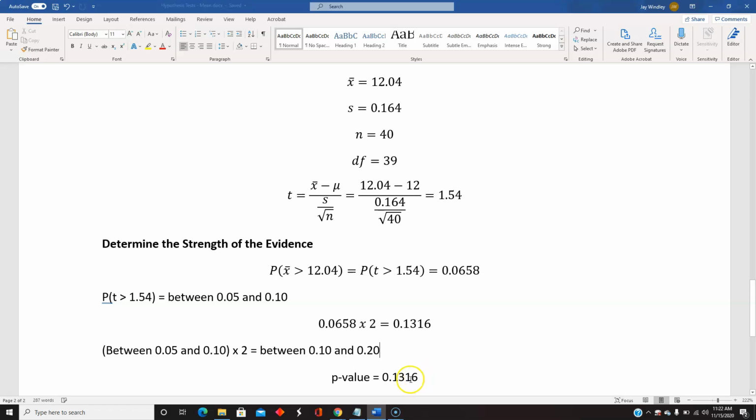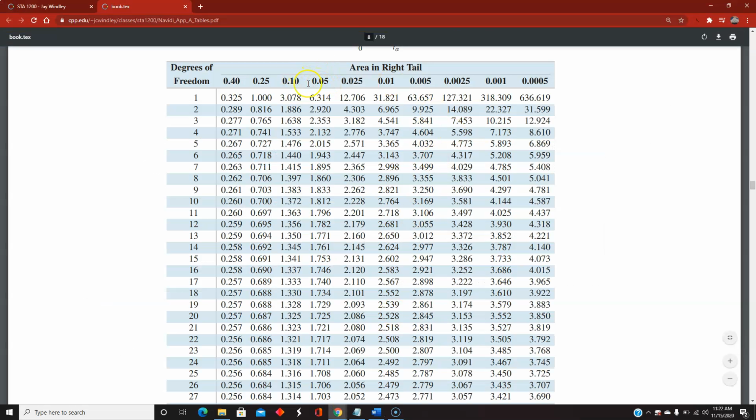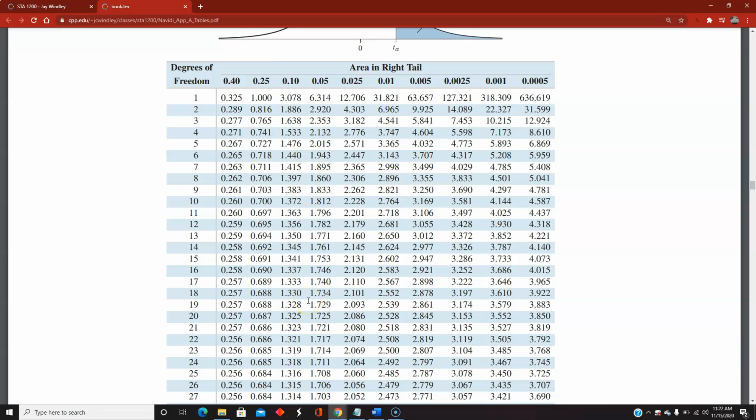But the interesting thing is that usually alpha is going to be a number like 0.05, 0.01, something like that. So even if we just have a ballpark value for the p-value, that's usually close enough to make our decision on whether to reject or fail to reject. In this case, we already knew, even before doubling, that we had a p-value between 0.05 and 0.10. So if alpha was 0.05 and we've got a p-value between 0.05 and 0.10, then we already know we're going to fail to reject.